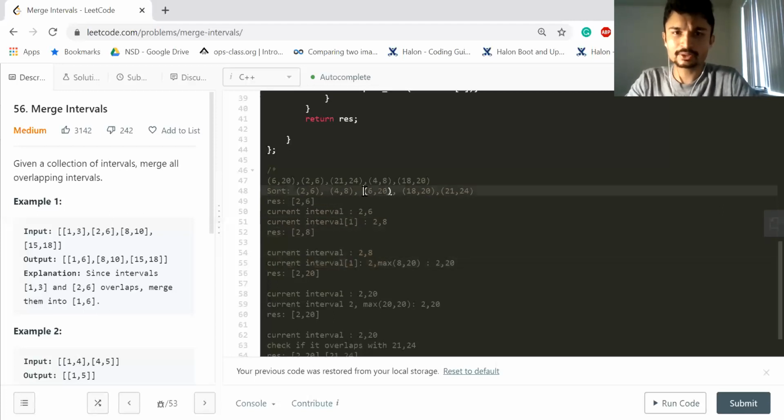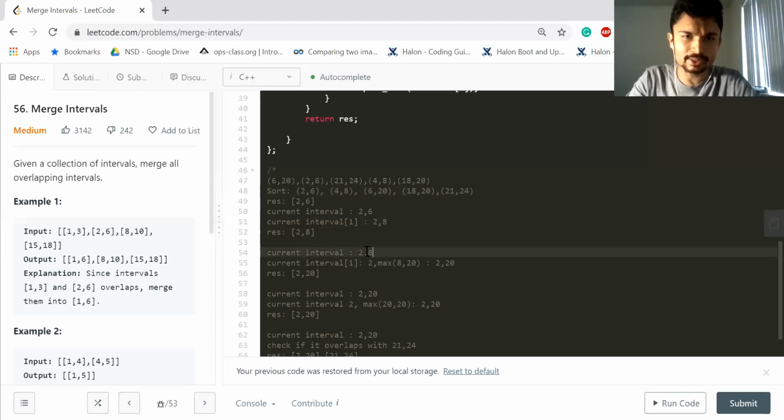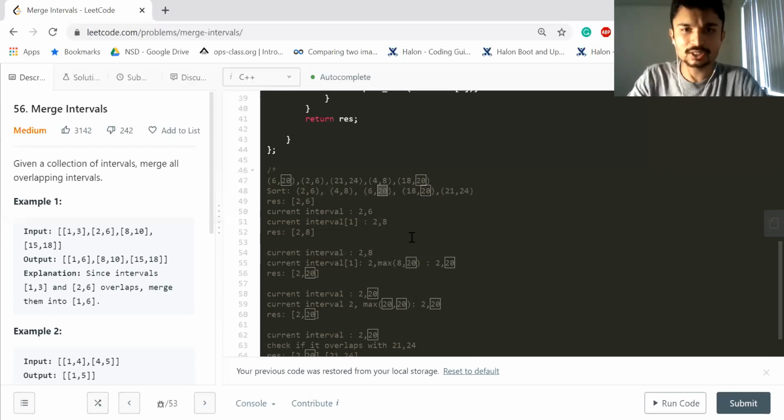Then the pointer is at 6 comma 20. First I will check 6 comma 20 and 2 comma 8. Do they overlap? Answer is yes, they do overlap. If they overlap, what happens to the last point? The current interval becomes 2 comma maximum of 8 and 20. So that is 2 comma 20. The current interval becomes 2 comma 20.